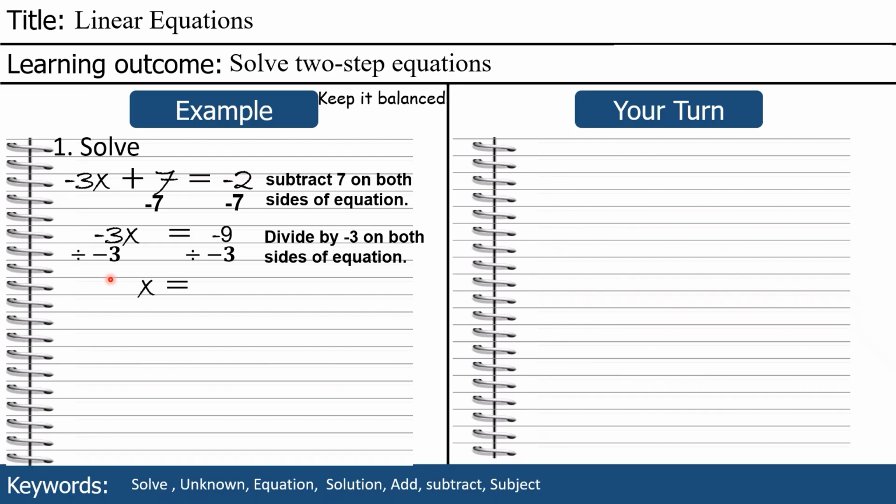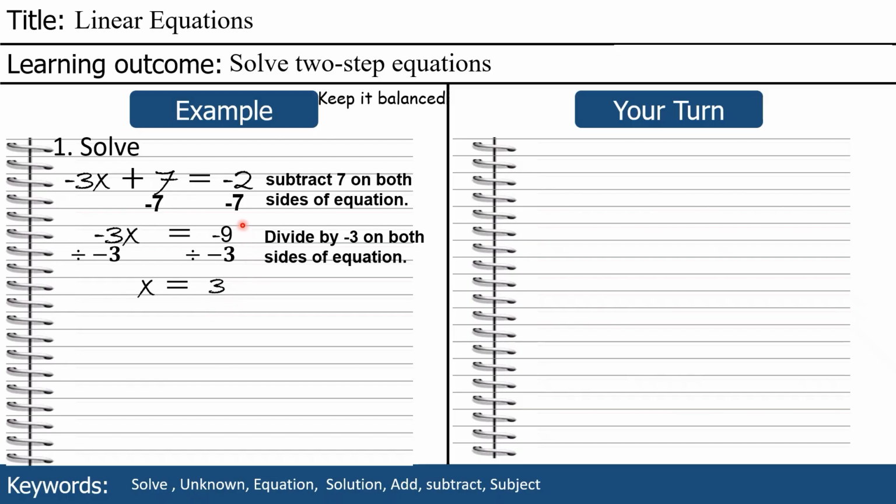Now x will be equal to negative 9 divided by negative 3, which is positive 3. Remember, a negative divided by a negative is a positive. Stay with me. This other example is an exam style question.